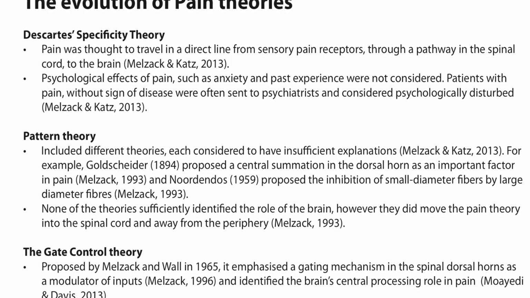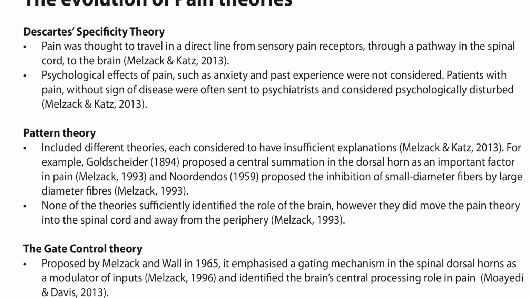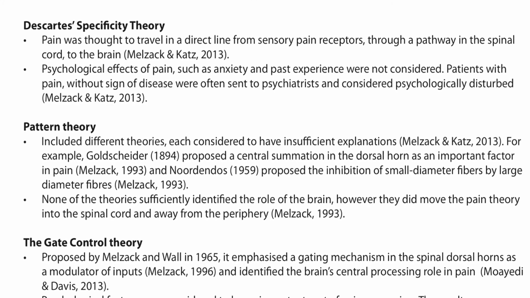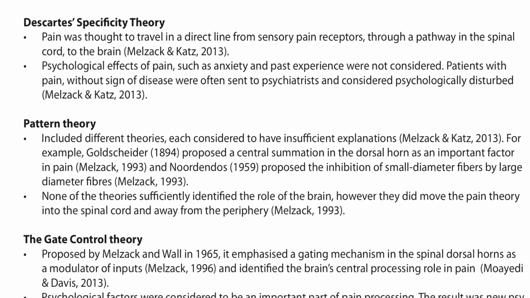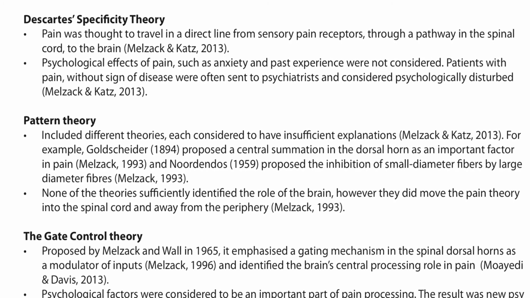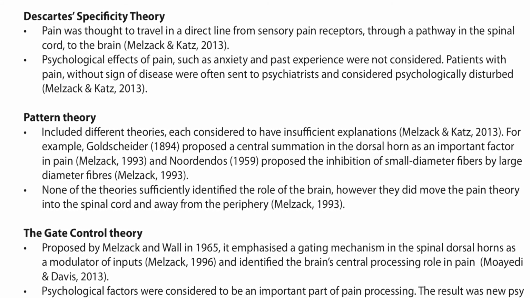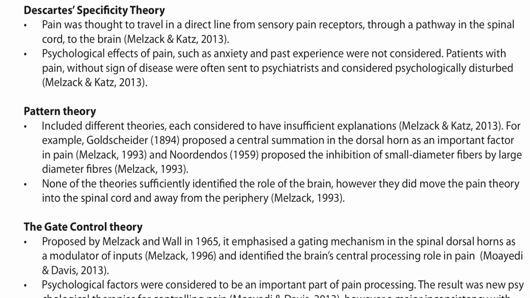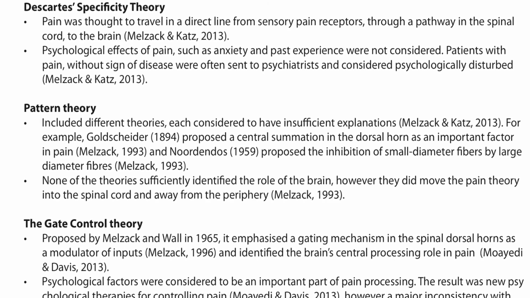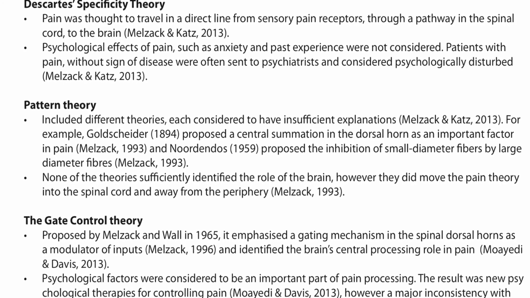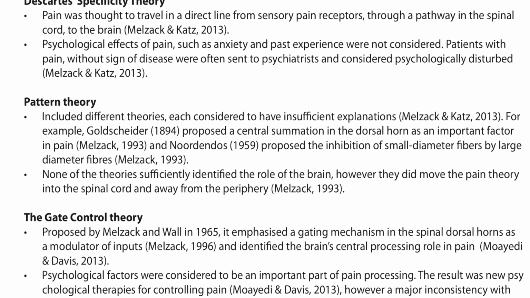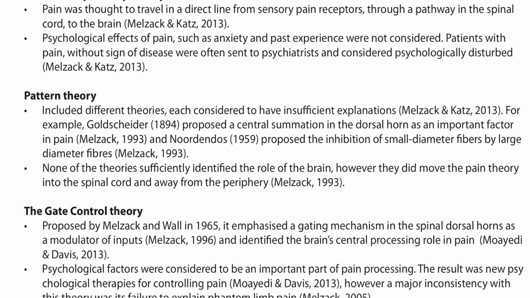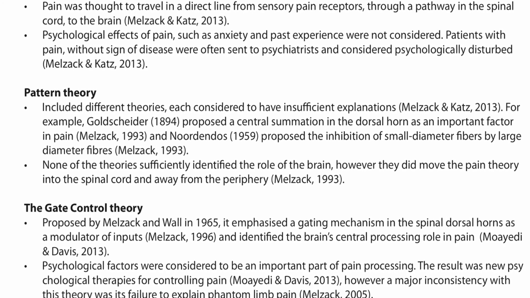The pattern theory of pain included a lot of different theories. Each of these was considered to have insufficient explanations. For example, Goldscheider's 1894 proposal was of a central summation in the dorsal horn as an important factor in pain, and Nordenos in 1959 proposed the inhibition of small diameter fibres by large diameter fibres. None of these theories sufficiently identified the role of the brain. However, they did move the pain theory into the spinal cord and away from the periphery.